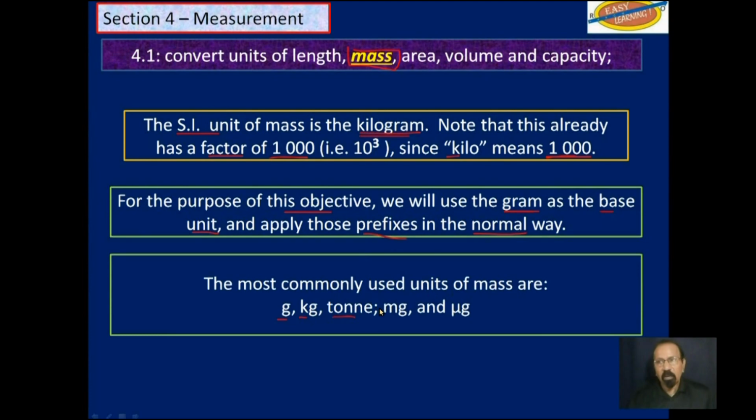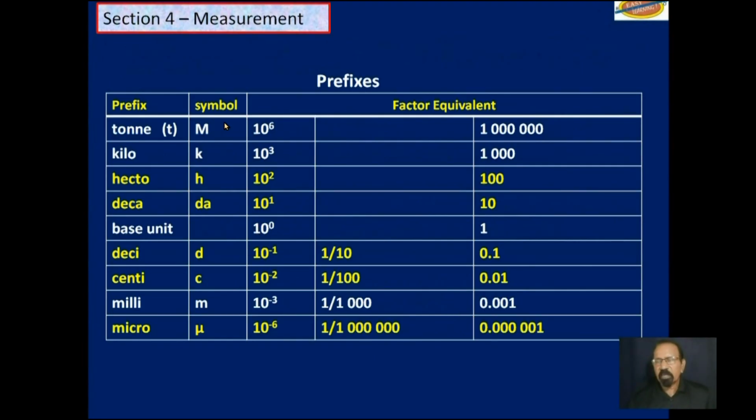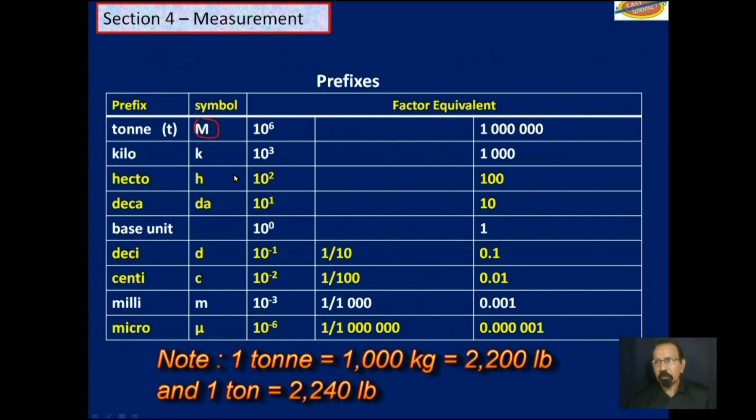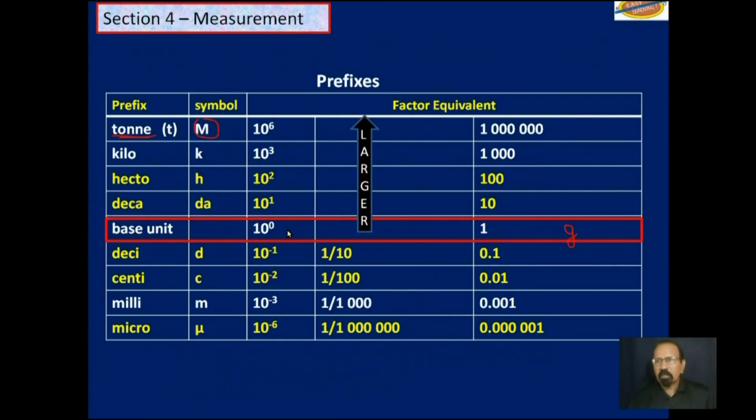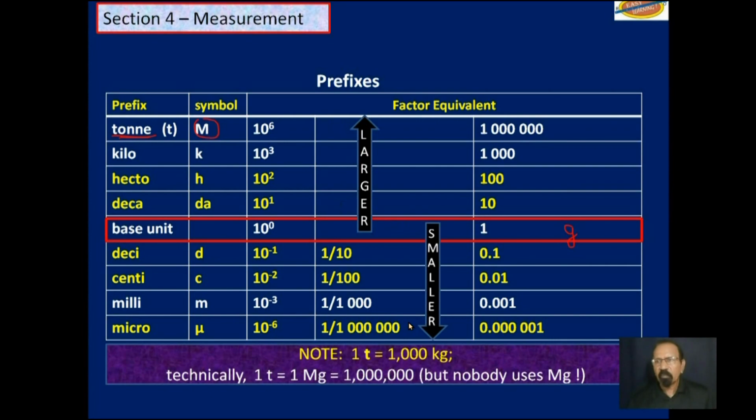And then smaller than the gram, you have the milligram and the microgram. So these are the prefixes that we have to learn. Please keep in mind that this mega here, if we deal with megagram, we are dealing with a ton. So as I said, we will use gram here as our base unit. As you go up, the units get larger, and as you come down, the units get smaller.